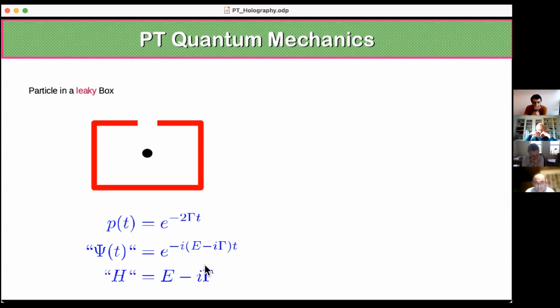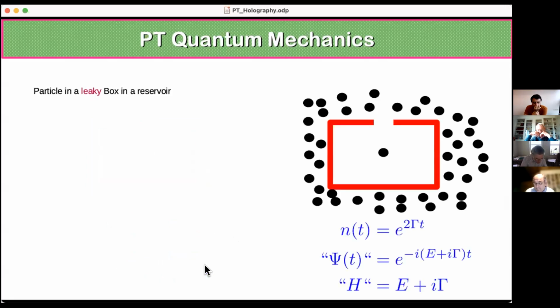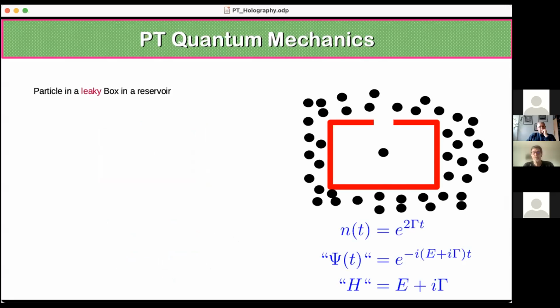On the other hand, you can embed this system, this leaky box, into an environment with lots of particles on the outside, an infinite pool of particles, and there is a probability that a particle comes in. Now the number of particles is exponentially growing with the growth rate gamma, and so you could assign it a wave function like this, and then the Hamiltonian is again non-Hermitian. By themselves, these two descriptions probably don't make too much sense from a quantum mechanical point of view.